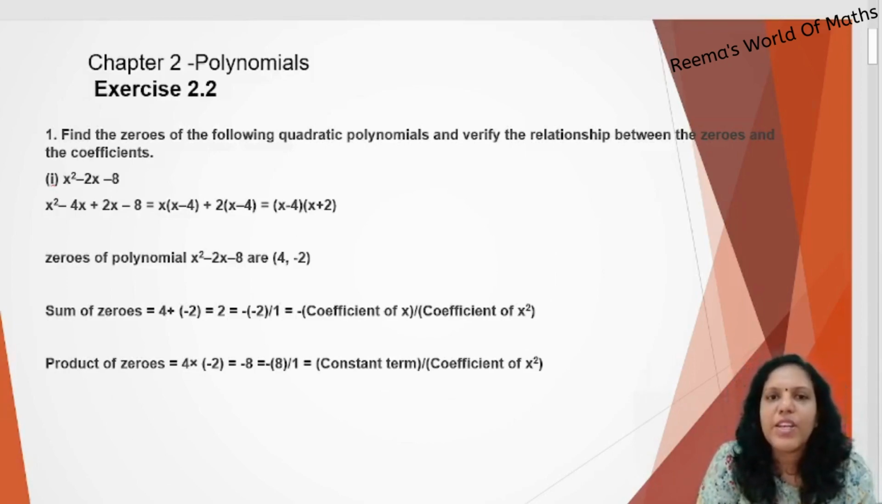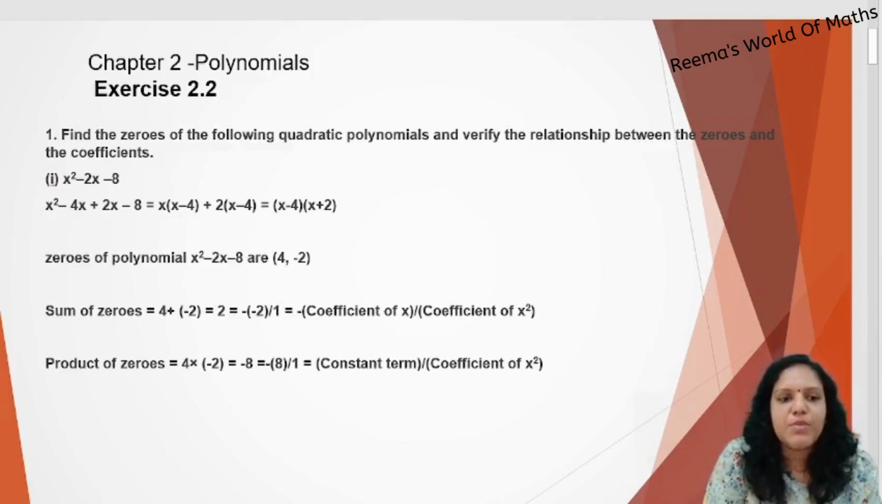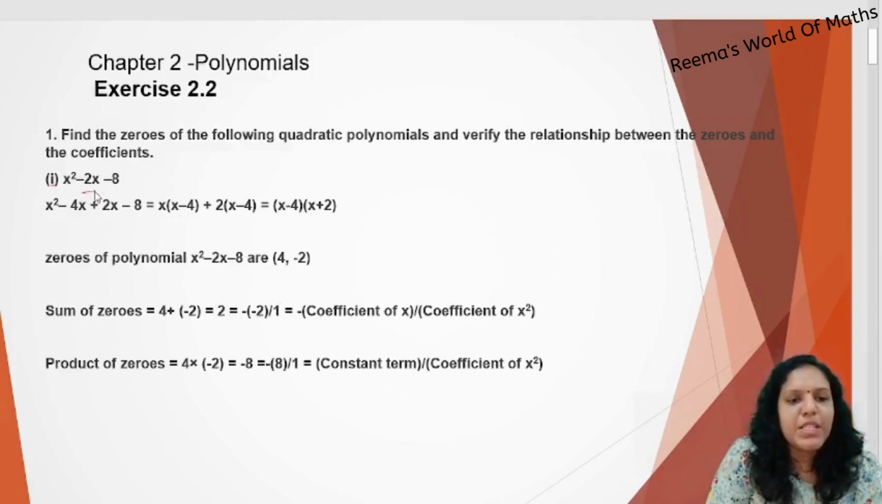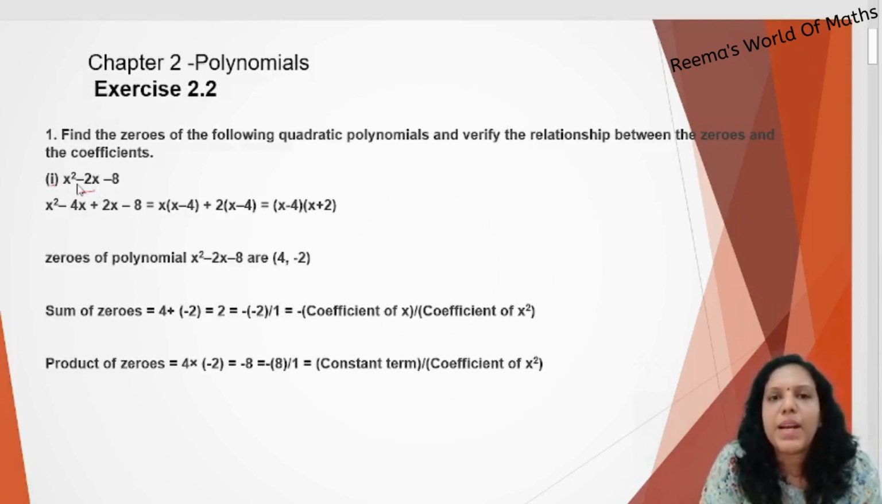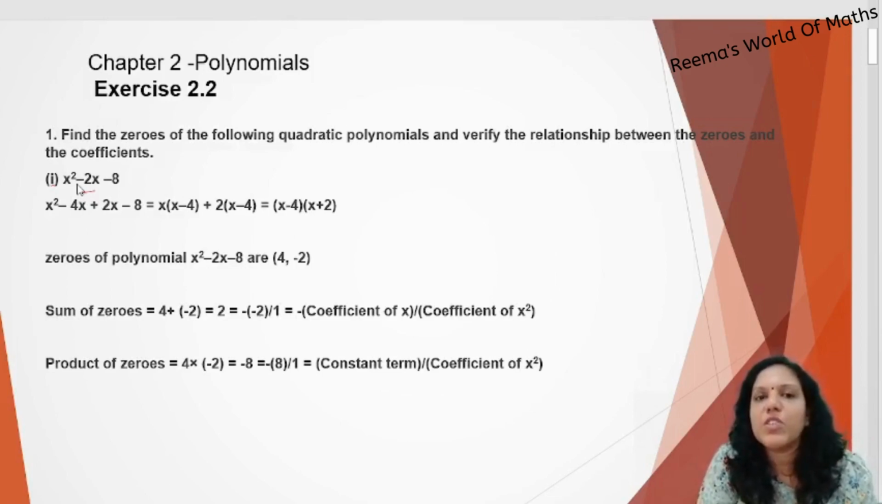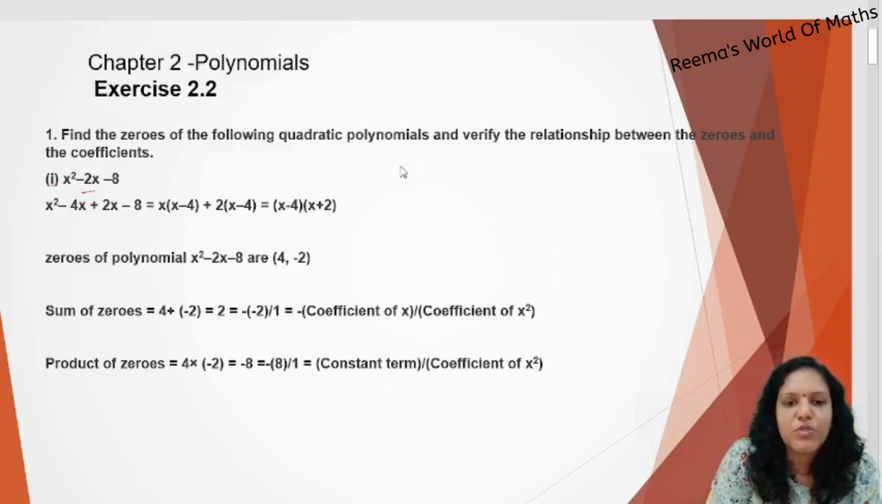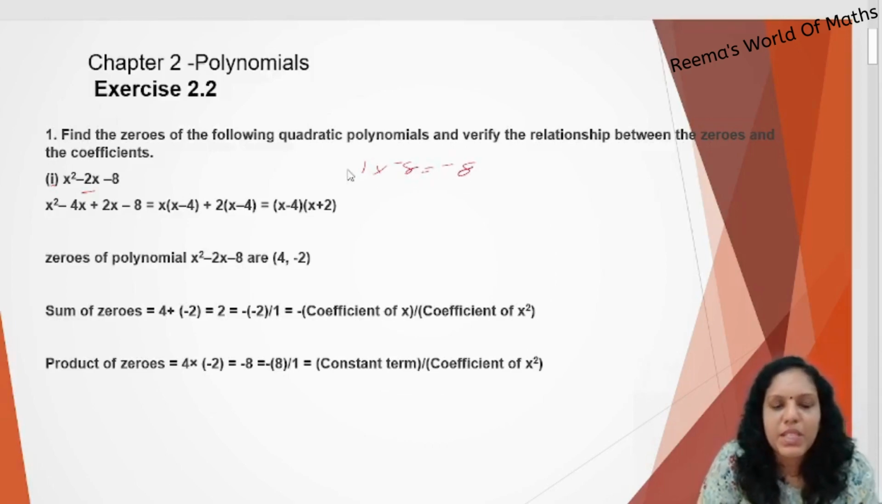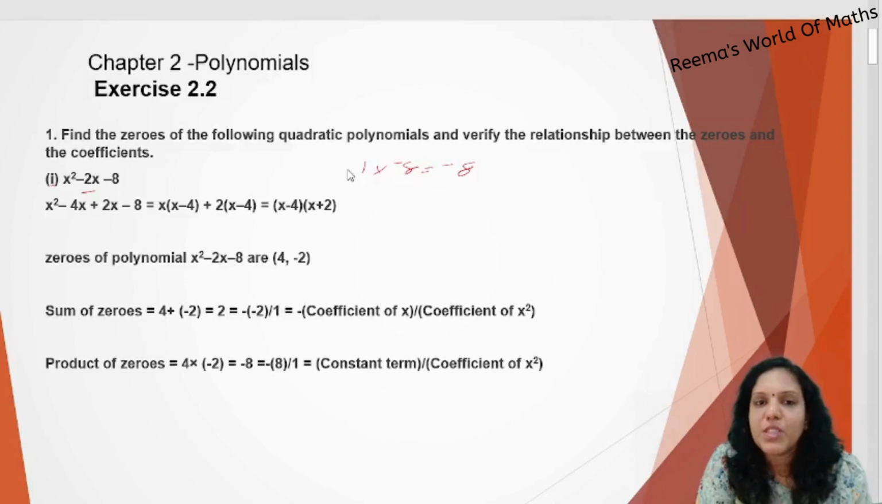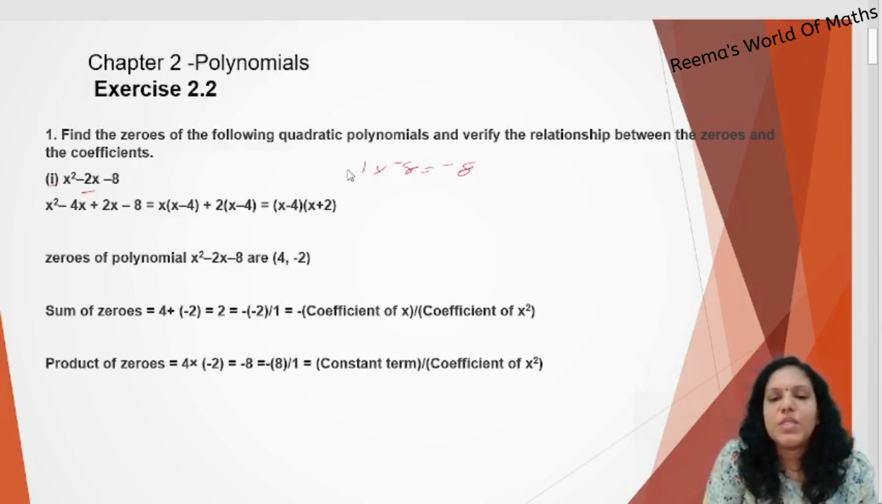So let's go briefly through how to split the middle term. Here minus 2x can be split. How will we split the middle term? The product of the split terms should be equal to the product of the constant and the coefficient of x squared. If we take the constant and the coefficient of x squared, it is 1 and minus 8, which gives you minus 8. So we need to split the middle term minus 2x in a way that the product of the two split terms is equal to minus 8.